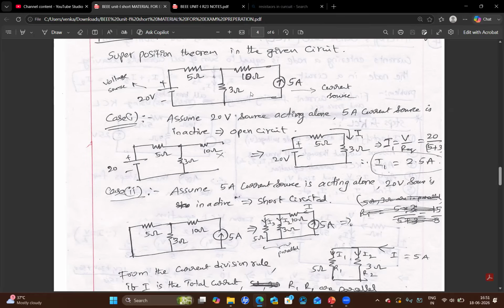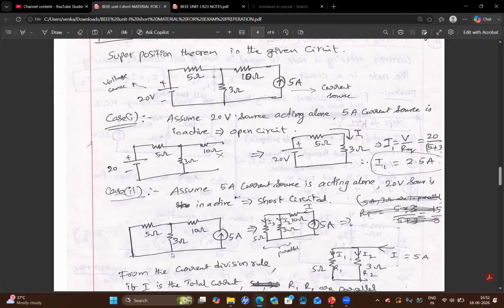Next, case 2 means the 5 ampere source is active and the 20 volt source is inactive. Assume the 5 ampere current source is active and the 20 volt source is inactive. Because the 20 volt source is a voltage source, we need to short circuit it. Short circuiting means replacing this 20 volt source with a wire like this. Now again our task is to calculate the current through the 3 ohm resistor.